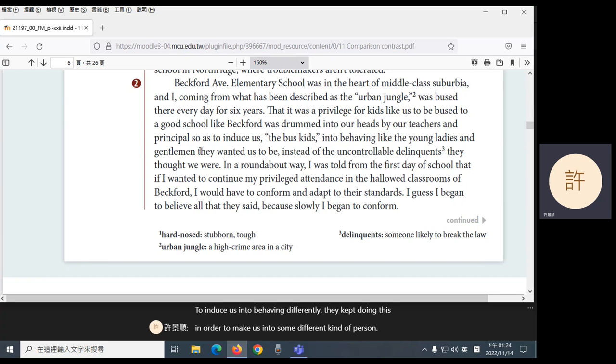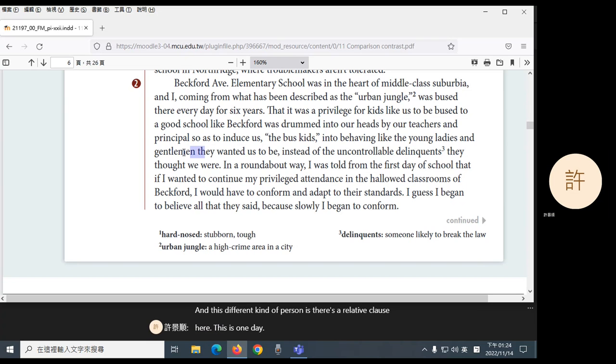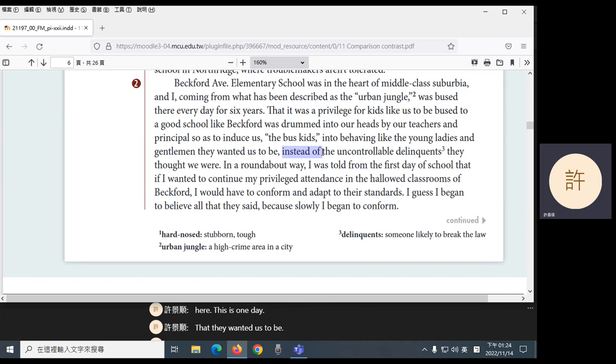And this different kind of person is, there's a relative clause here, this is 关代, that they wanted us to be, instead of, comparison, the delinquents that they thought we were. So this is parallelism, 有点排比, right? They want us to be one thing, but they think that we are another thing. 这边也有关代, this is also a relative clause, that they thought we were. It's a beautiful sentence. I love this sentence.